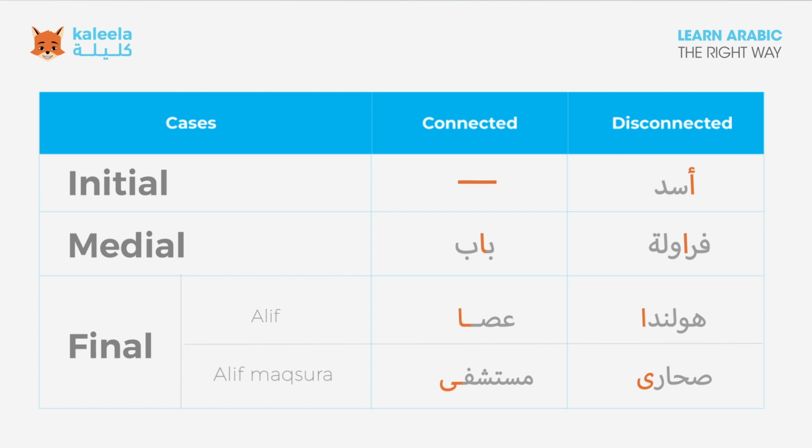In the initial case, it only comes disconnected, as in Asad. When in medial case, connected as in Bab, and disconnected as in Farawila. And the final case, which has two shapes, Alif and Alif مقصورة. Connected Alif as in Asa, disconnected as in Hollanda, and connected Alif مقصورة as in مستشفى, disconnected as in Sahara.